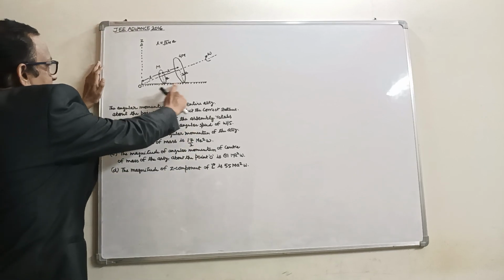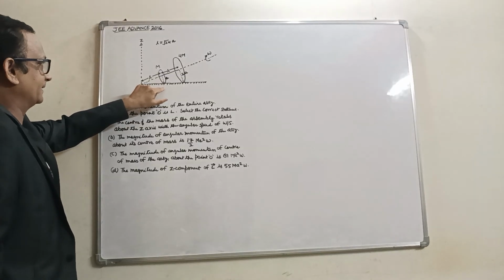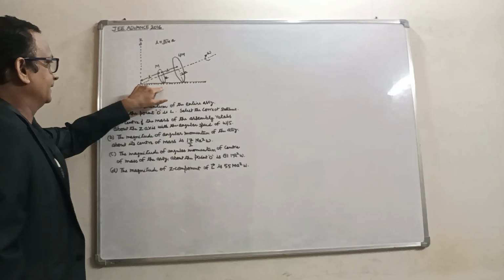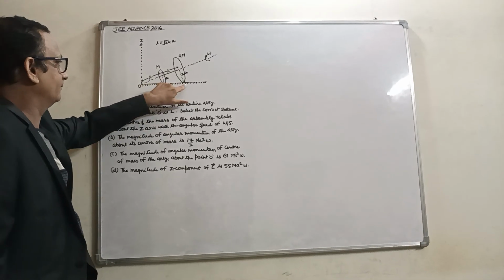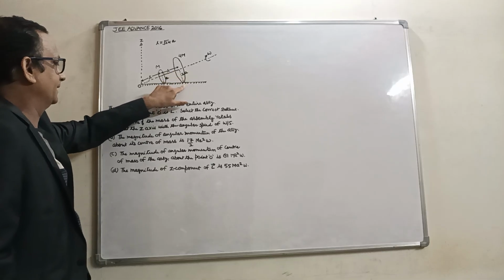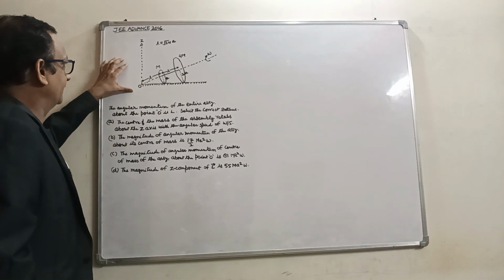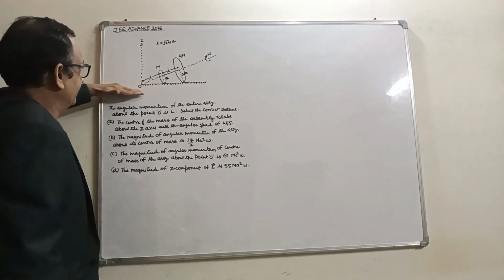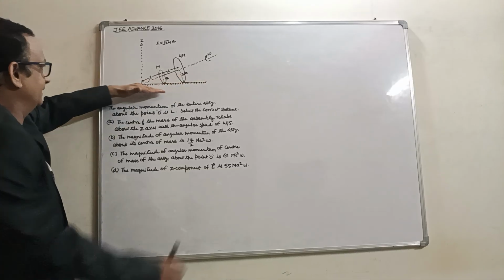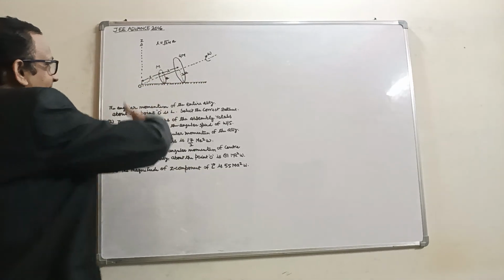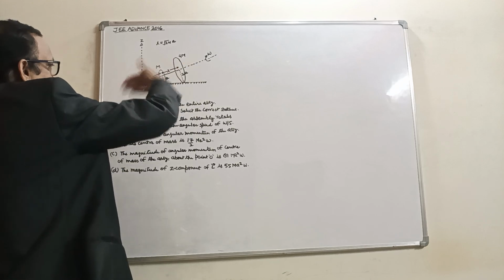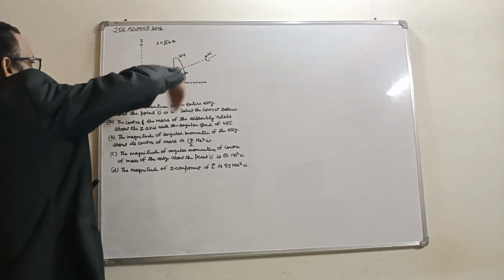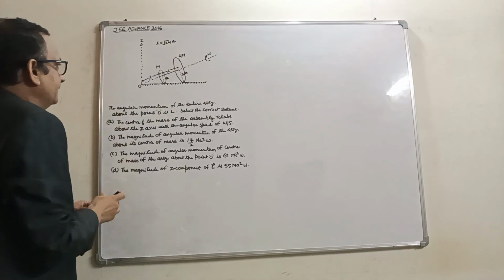The small disc has mass m and the big disc has mass 4m, and the radius of the small disc is a and the bigger disc has radius 2a. In this scenario, the disc is rolling on a horizontal plane, and this disc is spinning about this axis. Both discs are rolling on this horizontal plane.